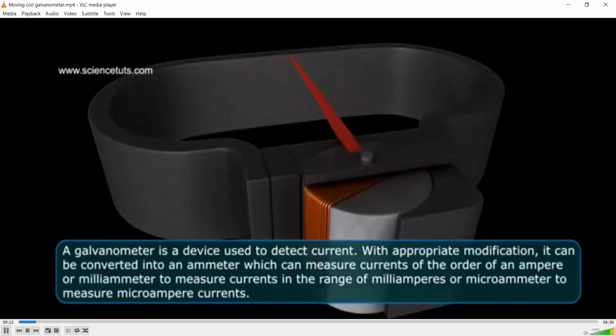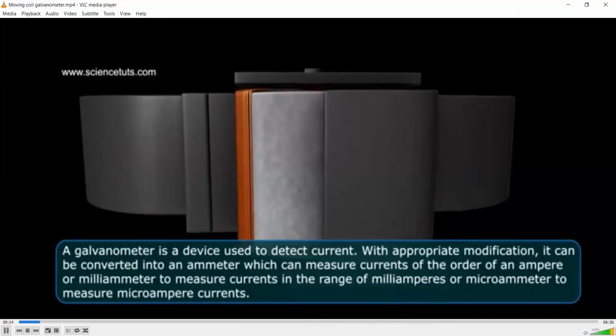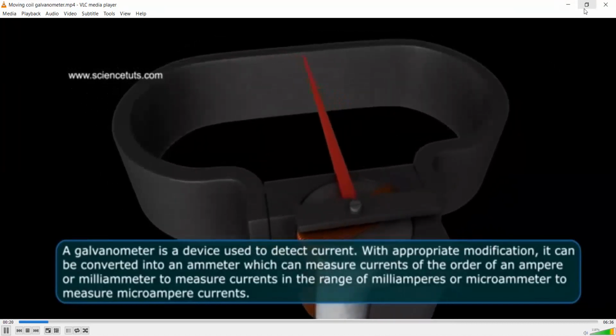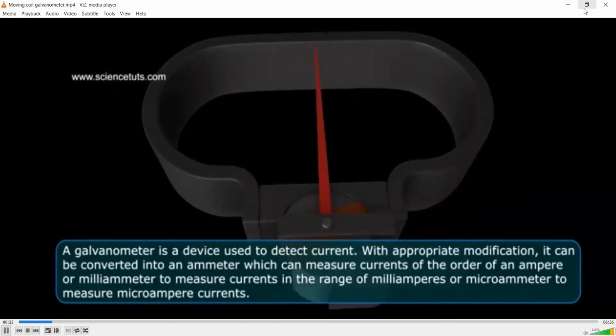Galvanometer is a device used to detect current. With appropriate modification, it can be converted into an ammeter, which can measure currents of the order of an ampere, or a milliammeter to measure currents in the range of milliamperes. Generally, a galvanometer is a sensitive device. It will only detect the presence of current. But by doing certain modifications, we'll be learning that also. Conversion of a galvanometer into an ammeter, conversion of a galvanometer into a voltmeter, all those things we'll be learning. So you can make those changes and convert it into a measuring device as well.